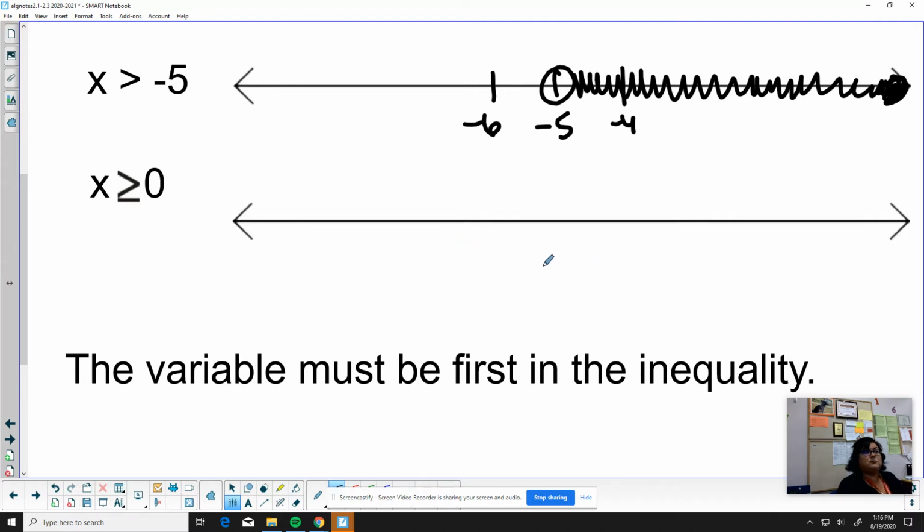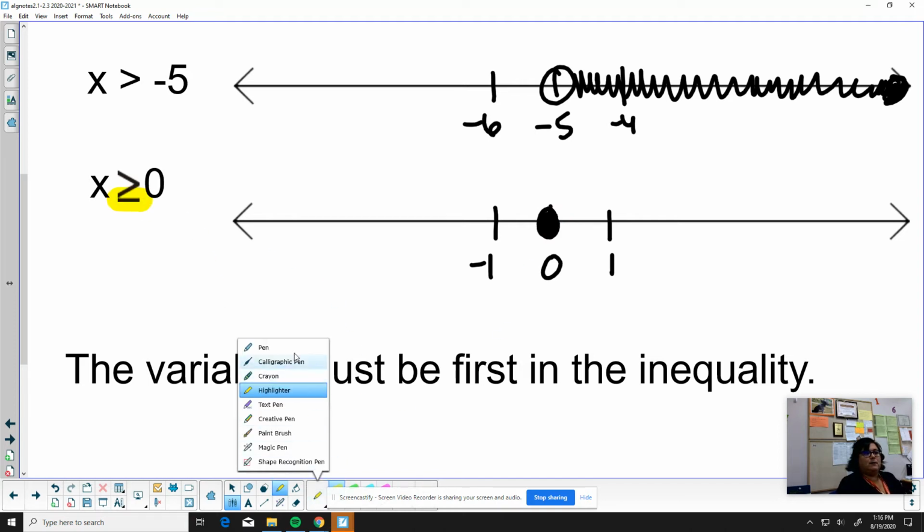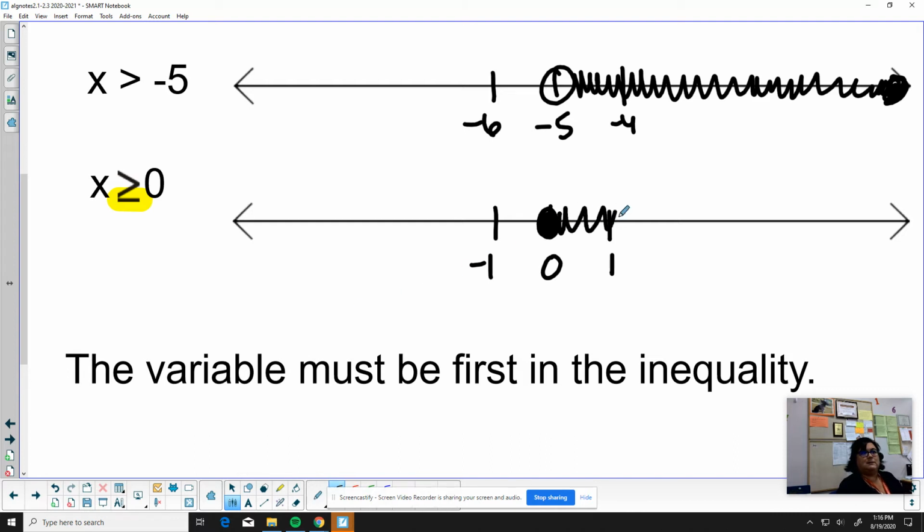Okay, let's look at the next one. It says x is greater than or equal to 0. So I'm going to put 0 right in the center. 1 is bigger, -1 is smaller. It's going to be a closed circle. And the reason it's a closed circle is because it's got this equal to right here. And then we shade to the right because it's also greater than. Notice that I color in that arrow. What that means is that 0 is a part of the solution because it's closed. 1 is, 2 is, 3 is, 4 is, a million is. Everything bigger than 0, including 0, is a part of the solution.